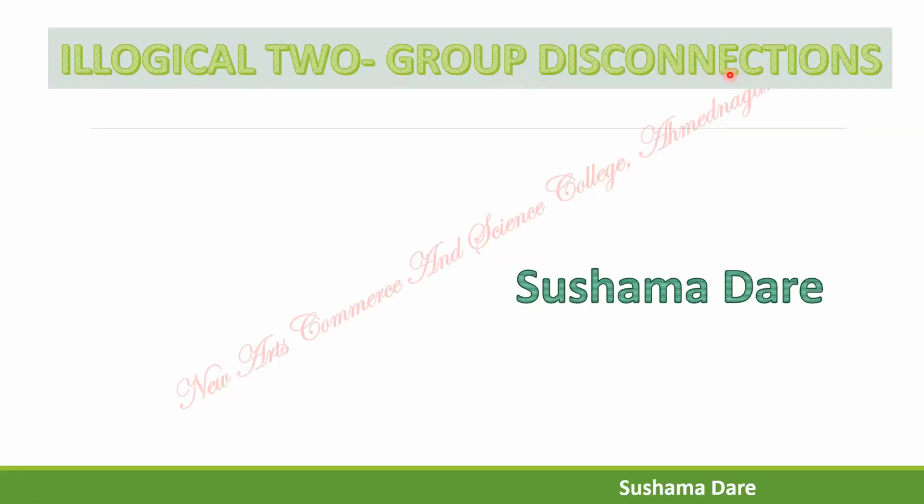So what is the meaning of illogical? Illogical is changing the polarity of the group. That means reversal of polarity, converting a partial positive charge into a negative charge. So that is called an illogical group.